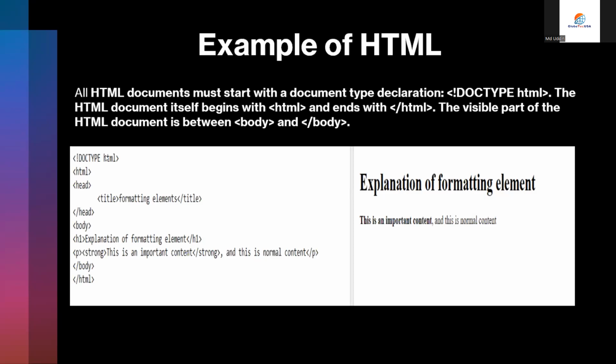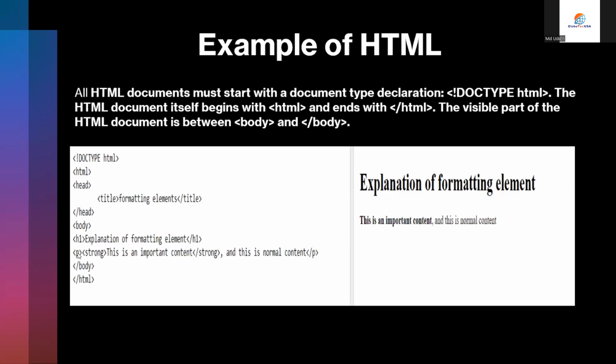So here, doctype HTML, we start with the HTML. This is the head where you put the title and formatting elements. And then we close the title. And then we close the head. Then comes the body part. So H1 is the first level heading. So we're saying explanation of formatting elements. We close with the H1.